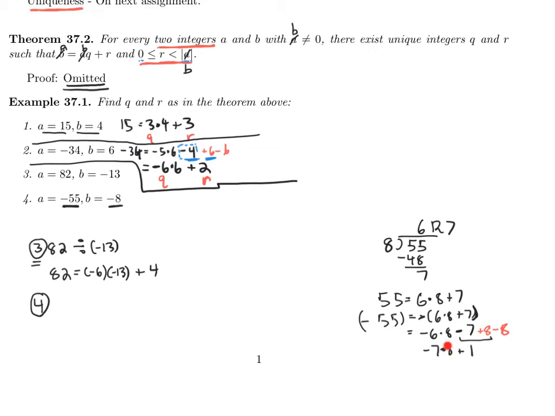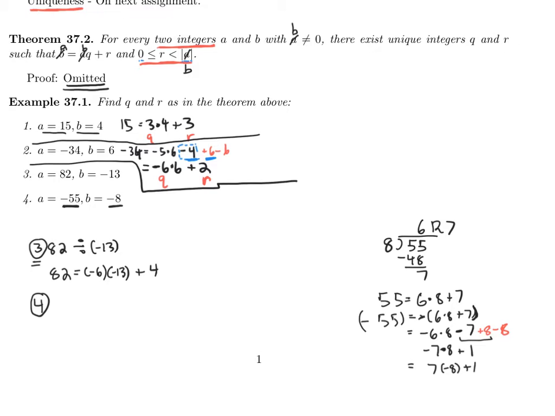We want a negative 8 here instead of a positive 8. So let's just flip the signs of both of these. So this becomes 7 times negative 8 plus 1. And you can check this works. 7 times negative 8 is negative 56. Negative 56 plus 1 is negative 55. So it looks like we did it.